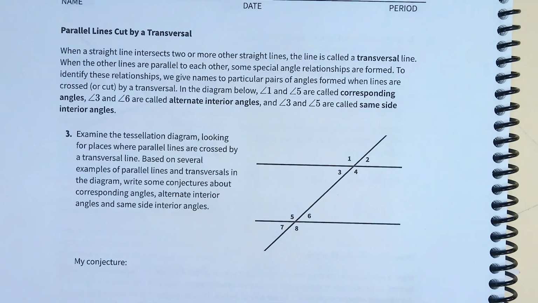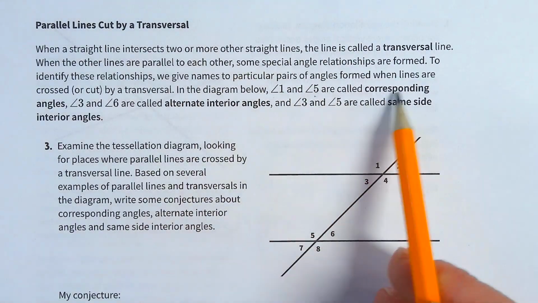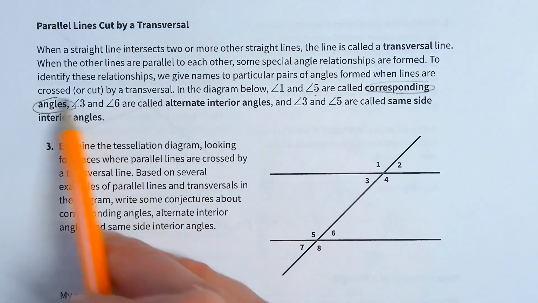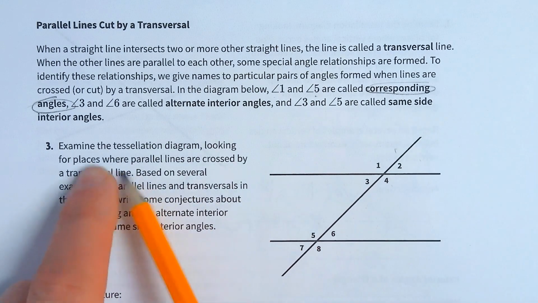Okay, parallel lines cut by a transversal. When a straight line intersects two or more other straight lines, the line is called a transversal line. When the other lines are parallel to each other, some special angle relationships are formed. To identify these relationships, we give names to particular pairs of angles formed when the lines are crossed or cut by a transversal. In the diagram below, 1 and 5 are called corresponding angles. 1 and 5, but also 2 and 6 are corresponding, 4 and 8. You guys are good at corresponding.